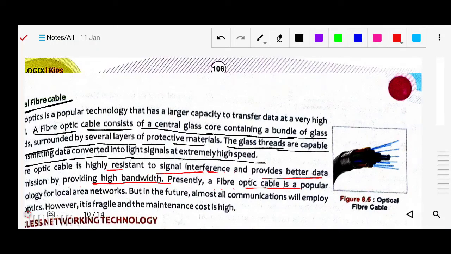You can see there are some wires, and in between there are insulations, and it works on this principle. This is a type of glass thread, which is capable of converting the data into light signal, and that can be transmitted at very high speed.